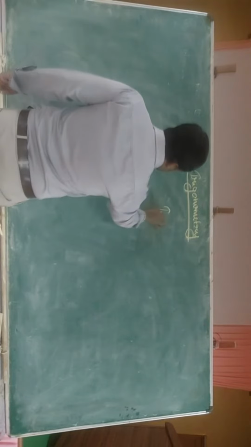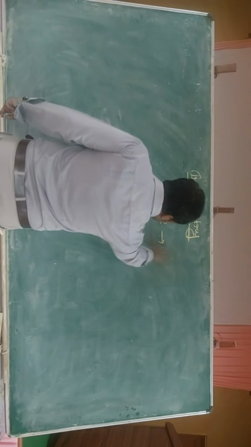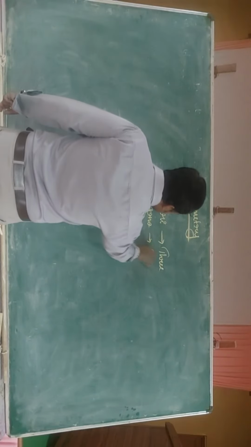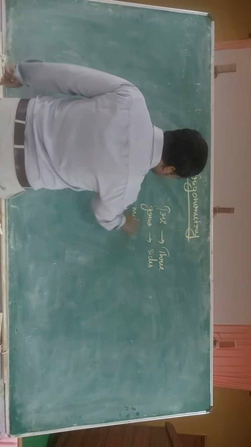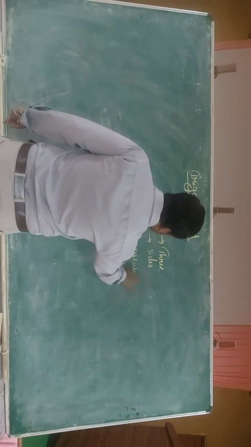In Greek, tri means what? Three. Gono means sides, not angles. Metry means measurement. Then what is trigonometry?